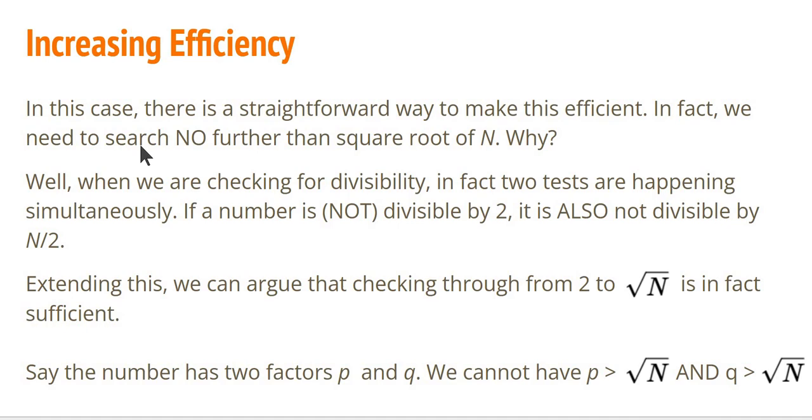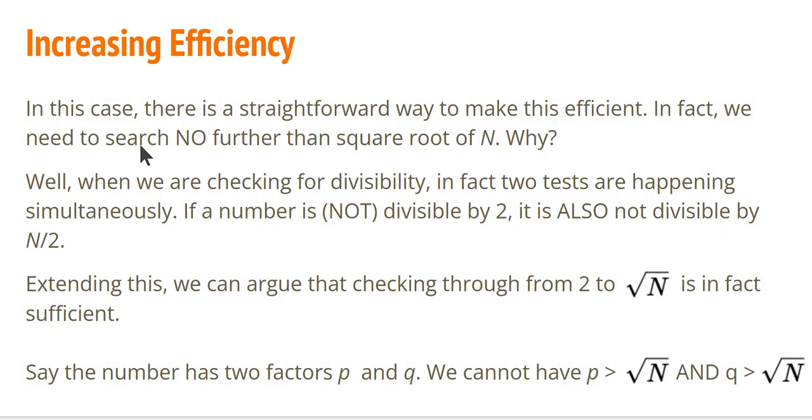We looked at a naive algorithm to compute prime numbers, and we found that, as the number becomes large, the algorithm tends to become very, very slow. In fact, as it turns out, there's a straightforward way to make this efficient. We need not search anything beyond square root of n. Now, why is that?